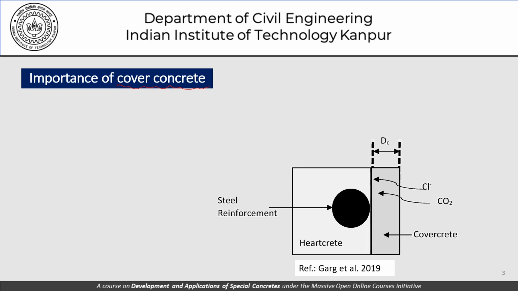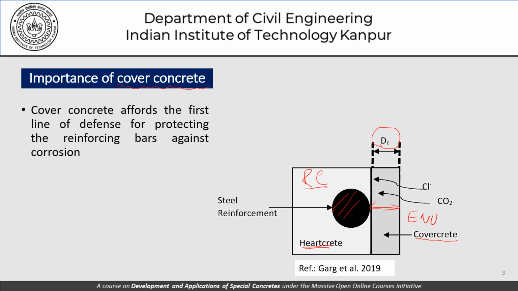This is a schematic representation of a reinforced concrete construction where my steel is somewhere here and this is the environment. So this thickness here, represented by DC, is the cover thickness, and what we are talking about is whether the cover concrete, that is the concrete in the cover region, is different from what is being called the heartcrete. These terms, cover concrete and heartcrete, we may not see in a lot of literature, but you should understand that we are trying to distinguish between the properties of the concrete in the cover region and in the main body of the structure.